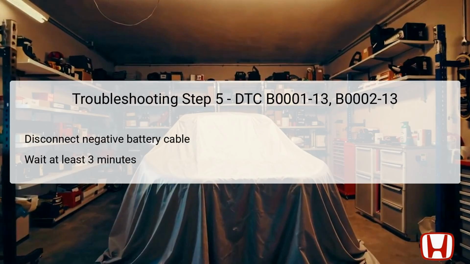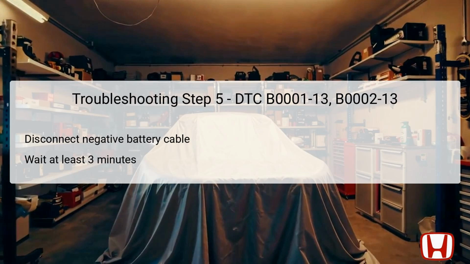The fifth troubleshooting step involves disconnecting the negative cable from the vehicle's battery. This action is essential for safely working on the SRS components, as it eliminates potential electrical energy that could accidentally trigger an airbag deployment during repairs.